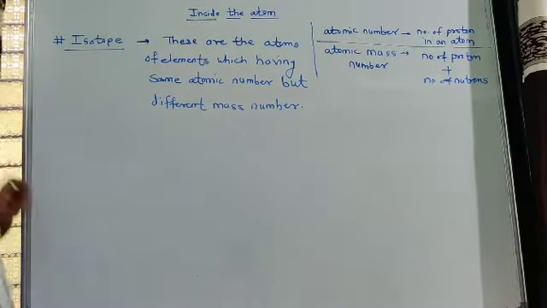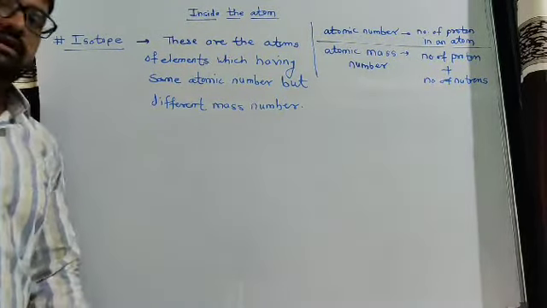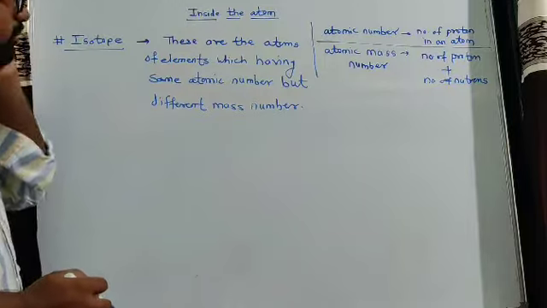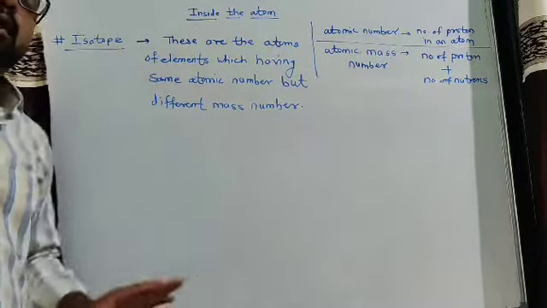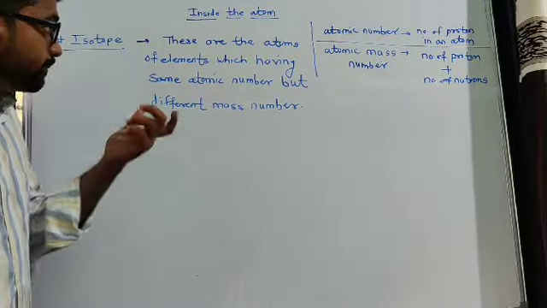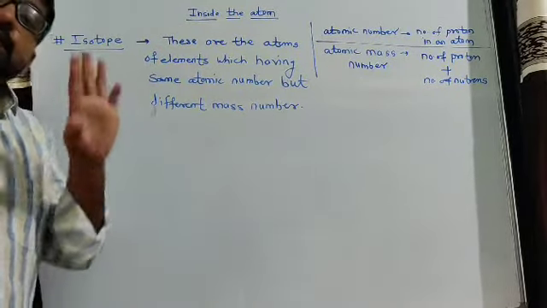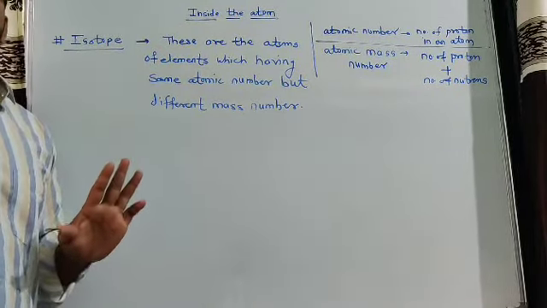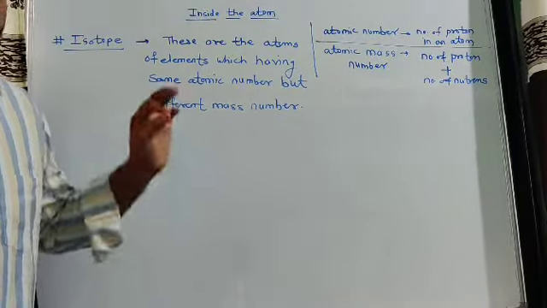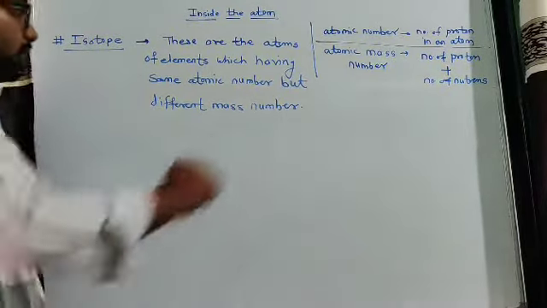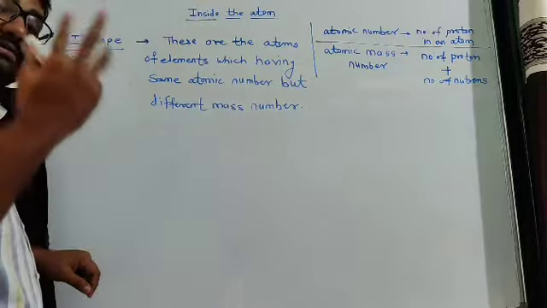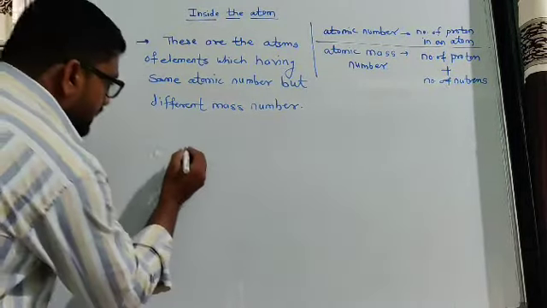Okay, so these are the atoms of elements which have the same atomic number but different mass numbers. Okay, look at carbon, it has three isotopes.